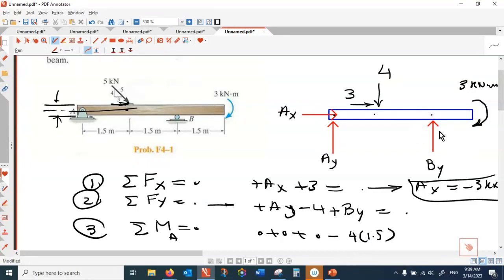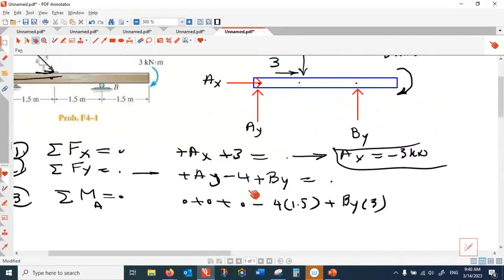And what is the rotational effect of By with respect to A? Is that clockwise or counterclockwise? That is counterclockwise, is positive. And that is By multiplied. What is the distance of B to A? 3. And am I missing anything? Should I include something else? This is a rotation equation.